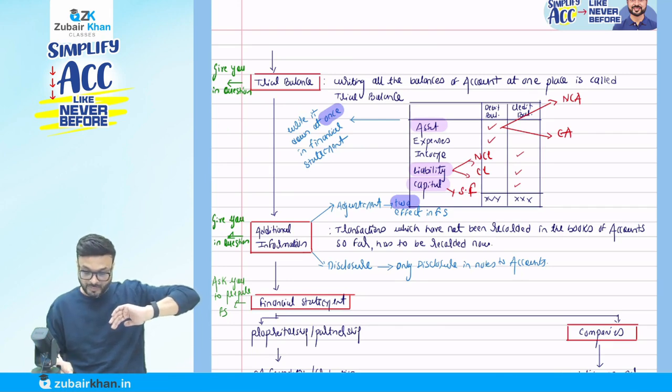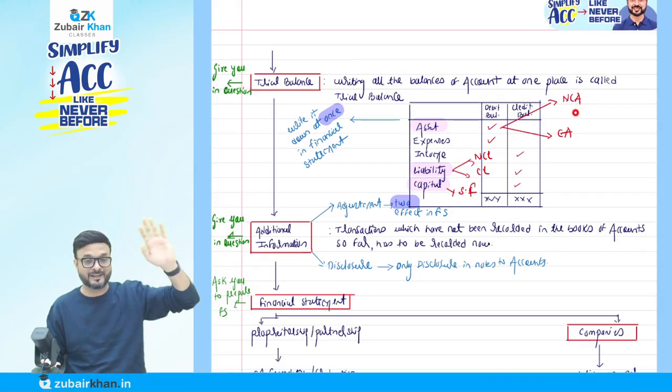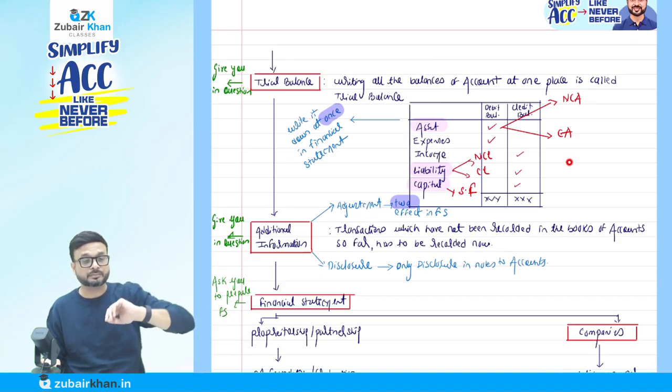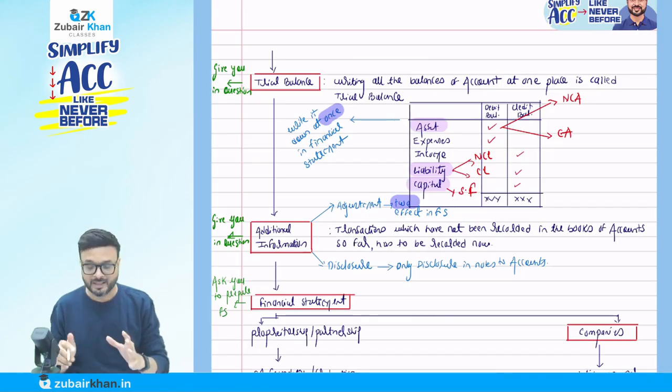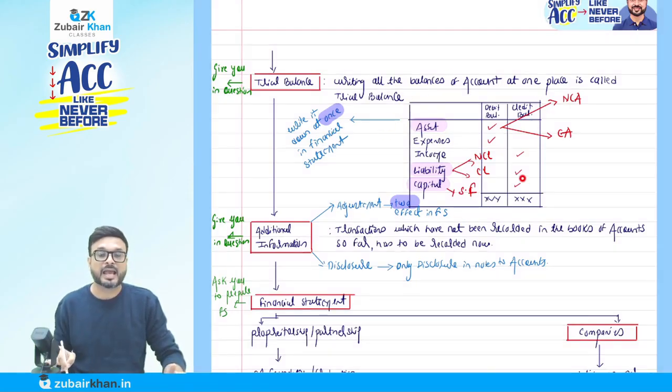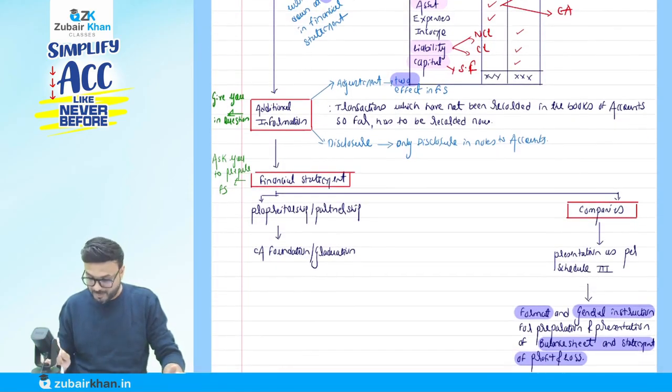Under the asset we'll write non-current asset and current asset. Under non-current asset I have PPE, intangible, non-current investment, like that. Current asset: inventory, trade receivable, cash and cash equivalent, short-term loans and advances, and other current asset. Non-current liability: only long-term borrowing. Current liability: short-term borrowing, trade payable, short-term provision or other current liability. So simple. So they will give you this and they will ask you to prepare this balance sheet.